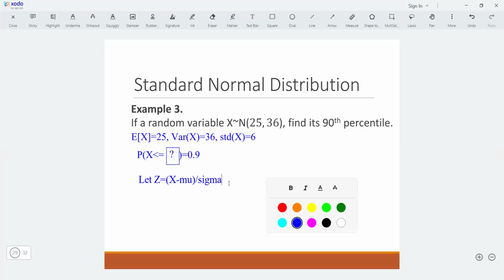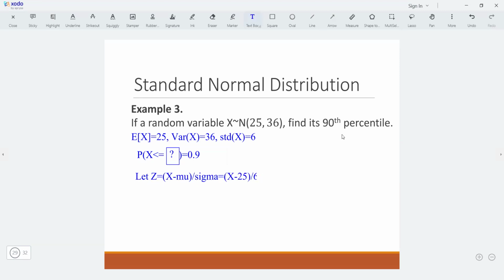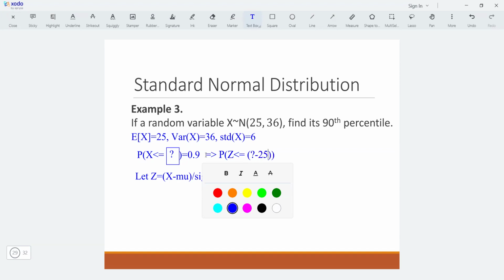And in this question, it means X minus 25 divided by 6. So if we let this equal Z, the previous equation changes to this: we try to find Z, which is a standard normal distribution, smaller or equal to a question mark we try to find, minus our mean, 25, divided by the standard deviation, and this is equal to 0.9. This is what we look for.